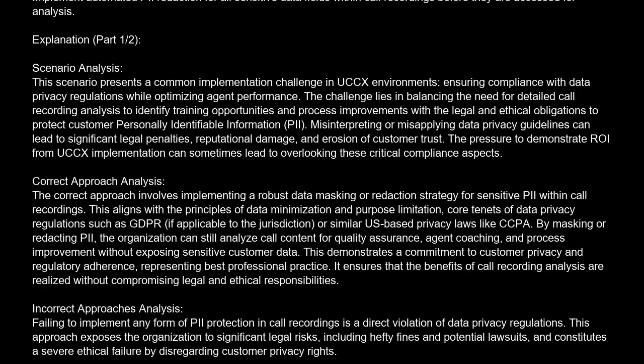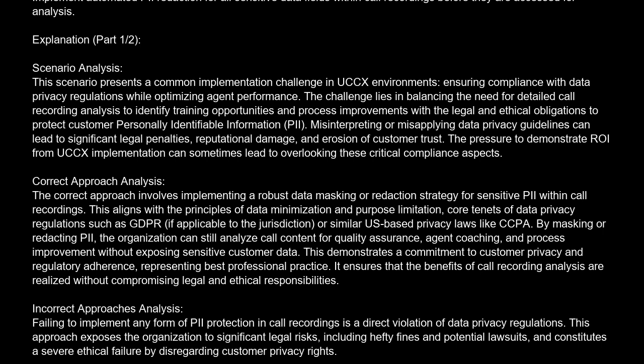The correct answer is C. Implement automated PII redaction for all sensitive data fields within call recordings before they are accessed for analysis. Explanation. Scenario analysis. This scenario presents a common implementation challenge in UCCX environments, ensuring compliance with data privacy regulations while optimizing agent performance. The challenge lies in balancing the need for detailed call recording analysis to identify training opportunities and process improvements with the legal and ethical obligations to protect customer personally identifiable information, PII.